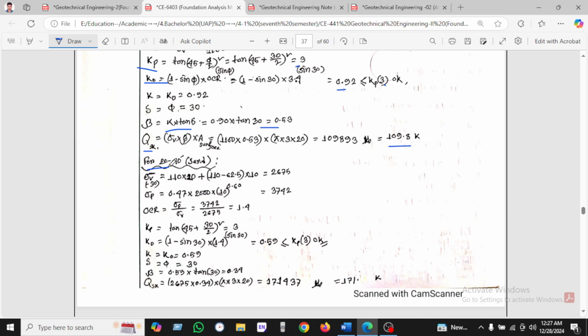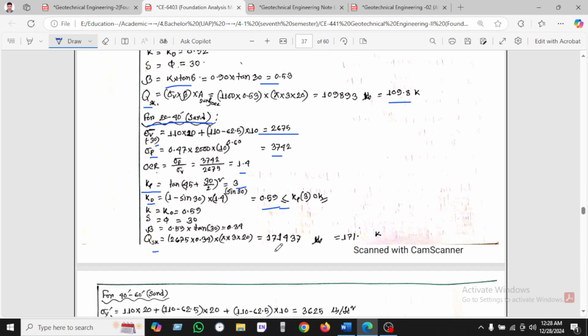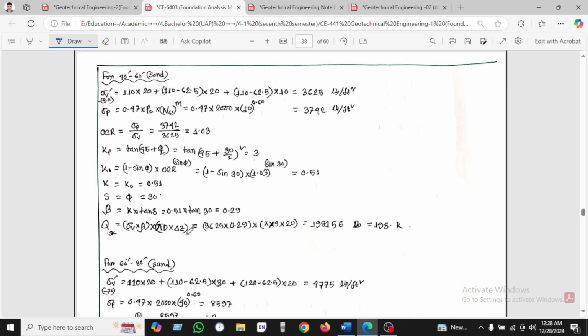And for 20 to 40 feet for sand, Kb equal to 2670, Kp equal to 3742, over consolidation ratio 1.4. Kp is a passive coefficient is 3, and over K not equal to less than 0.59, which is less than 3, so okay, we'll use skin friction is 171 kip.